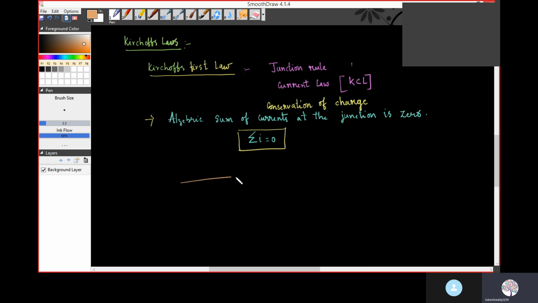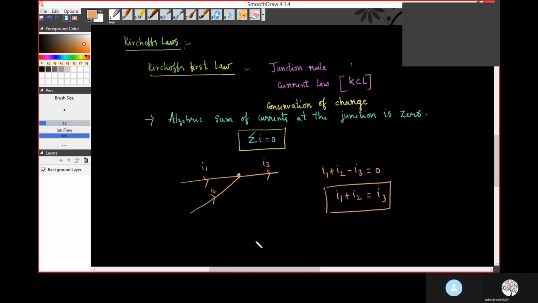Say there is a current here and the current here in another wire. Let us take this as I1 and this as I2, and the current is flowing like this and this is I3. Here the sum of the currents flowing in should be equal to the sum of the currents flowing out. I1 plus I2 minus I3 is equal to 0 because the sum of the currents is equal to 0. So we can write I1 plus I2 is equal to I3.